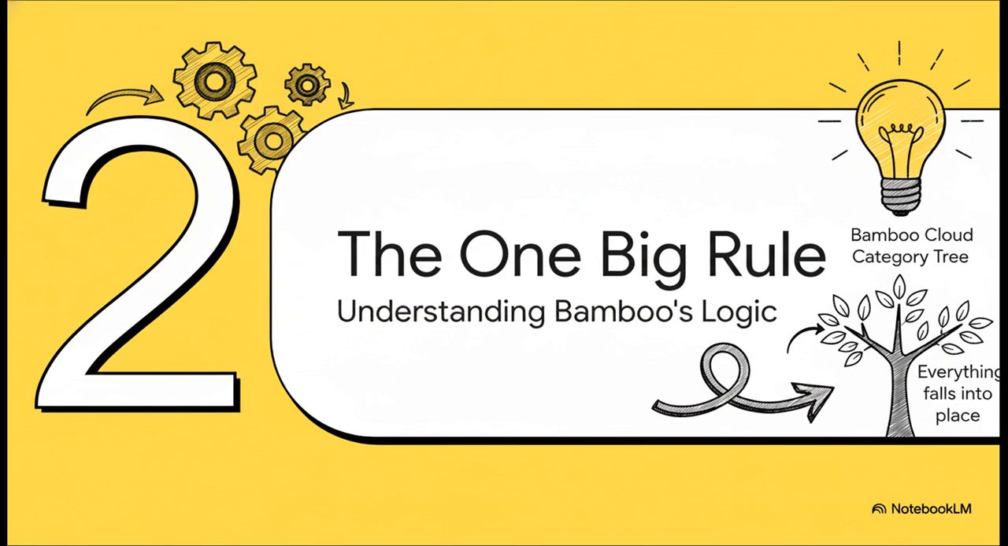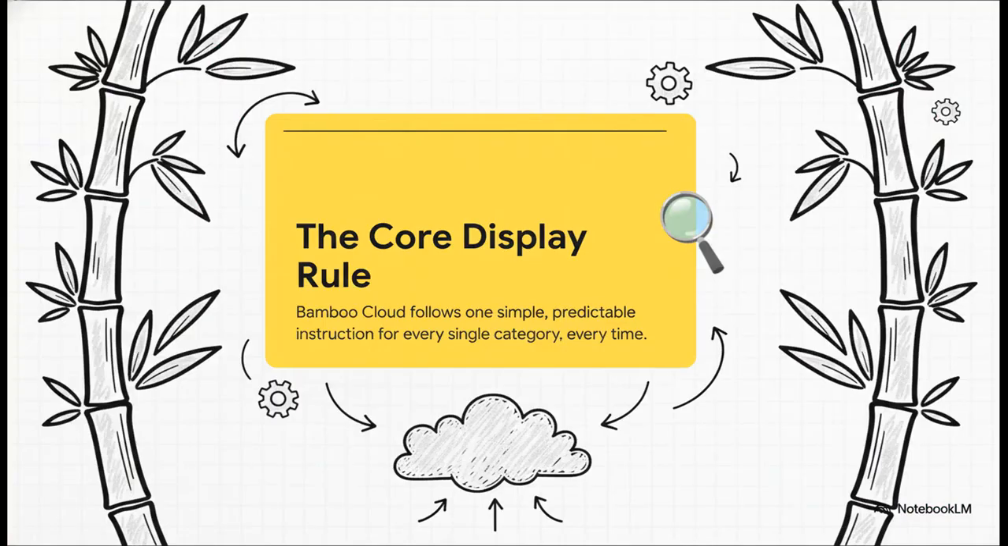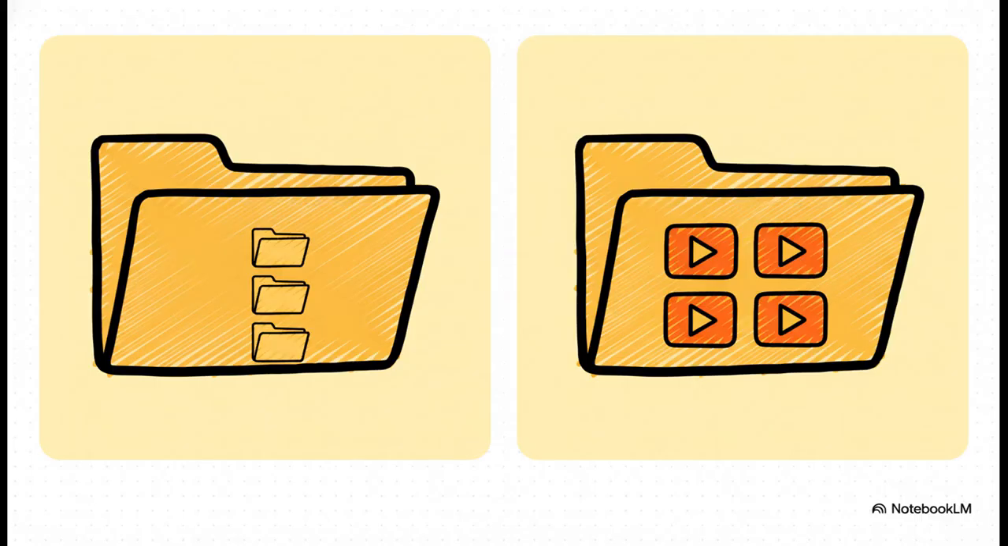Okay, so if you want to master this whole thing, there is just one big rule you need to get. Seriously, this is the aha moment. Once this clicks, everything else just makes sense. And here's the thing. The system isn't trying to be smart. It's not guessing, it's not winging it. It follows one simple, predictable instruction for every single category. Every single time.